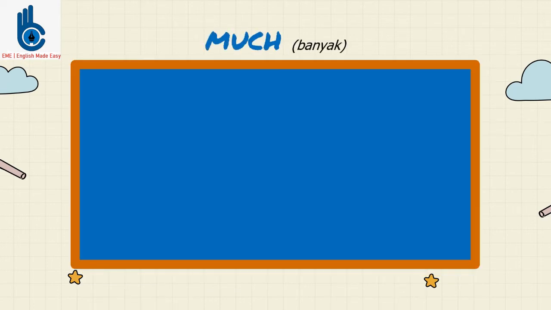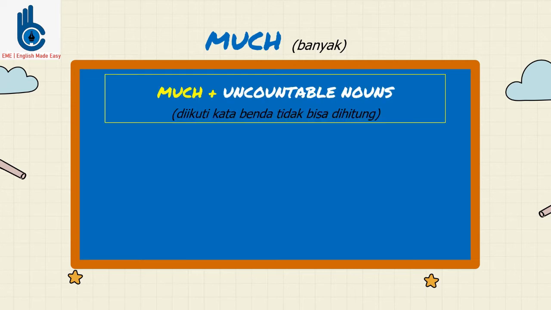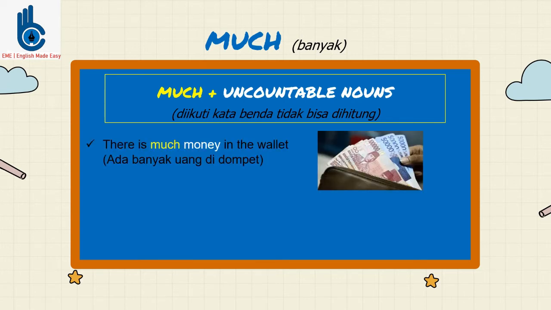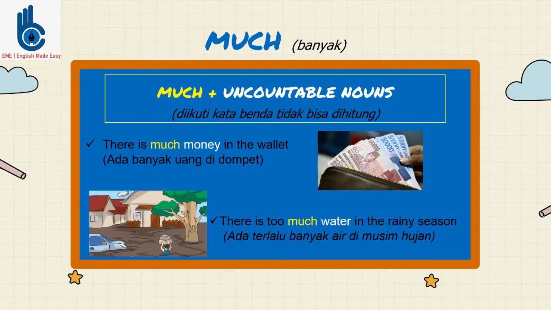Second, we talk about much. In bahasa, it still means banyak. But much is always followed by uncountable nouns, selalu diikuti dengan kata benda yang tidak bisa dihitung. For example, there is much money in the wallet. There is too much water in the rainy season. The words money and water are uncountable nouns.